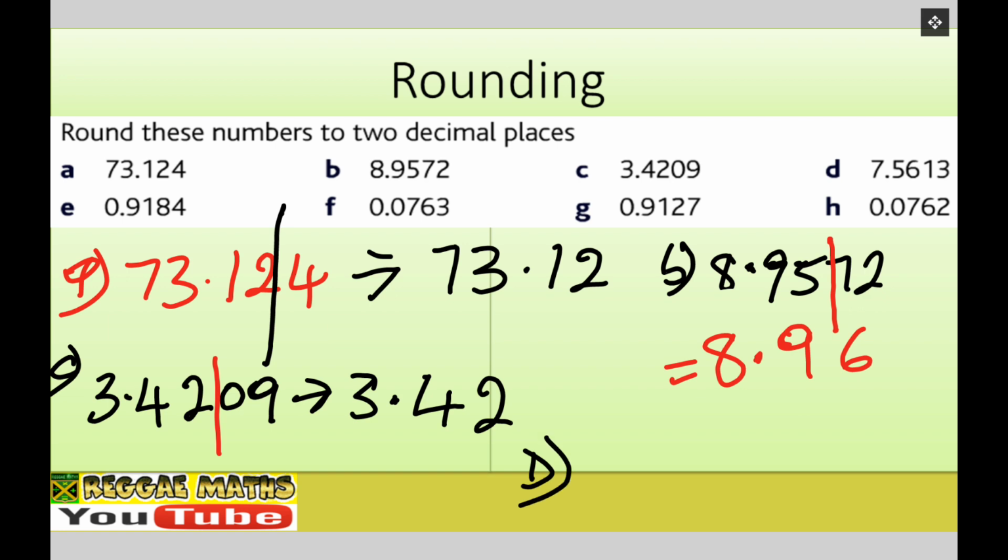D, 7.5613. 2 decimal places. So we go between the second and third. So the answer is 7.56, because it's a 1, it's below 5. Have a go at E, F, G, and H.